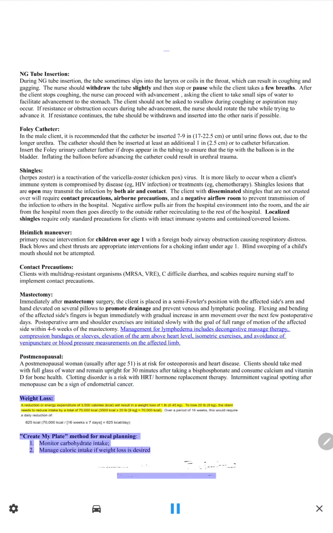Weight loss. Create my plate method for meal planning. 1. Monitor carbohydrate intake. 2. Manage caloric intake if weight loss is desired.